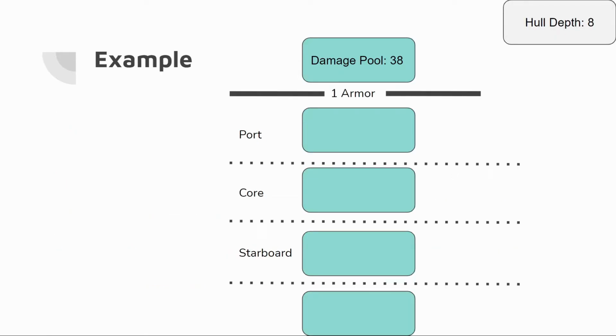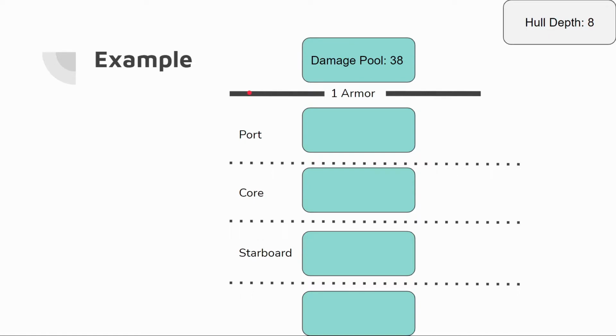So our ship just got hit on the port side for 38 points of damage. This could have been a laser or a combination of lasers. It doesn't matter. We got hit for 38 points of damage. It hit us port side, 1 towards the nose, where we have 1 point of surface armor. Our hull depth is 8.